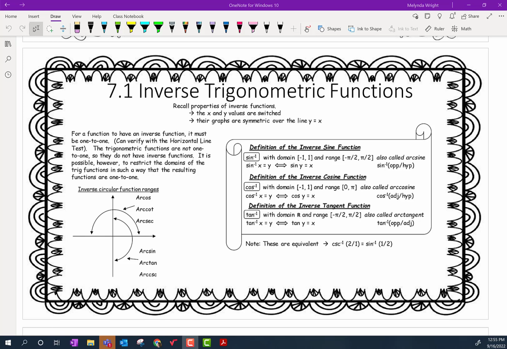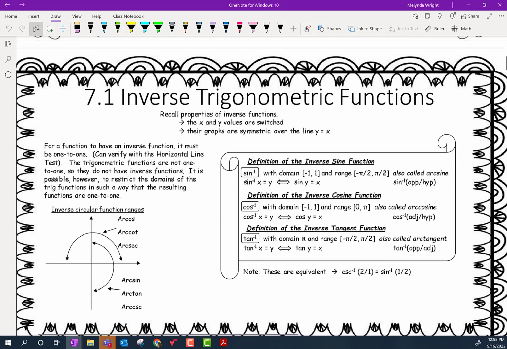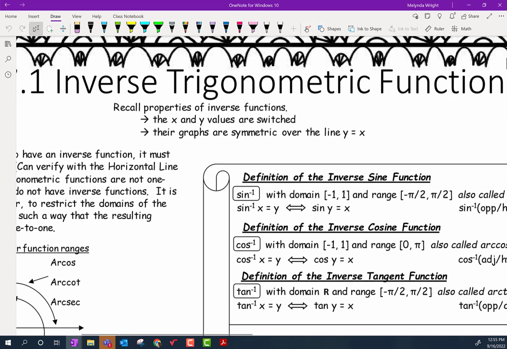All right, let's take a look at our lesson for today. This is starting chapter 7. This first section in chapter 7 is on inverse trigonometric functions. So I would like to start by just talking about inverse functions in general, just kind of reminding you, we dealt with them last year.